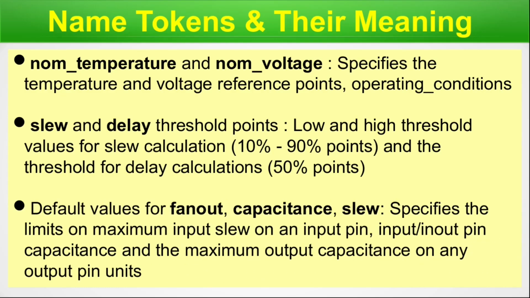Default values for fan-out, capacitance, and slew specify the limits of maximum input slew on an input pin, input in-out pin capacitance, and the maximum output capacitance on any output pin, and units. So these name tokens will also be there, and from there you can interpret the values. So we are done with this slide.